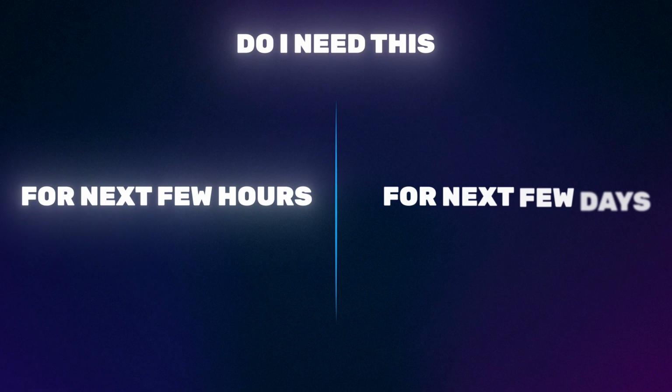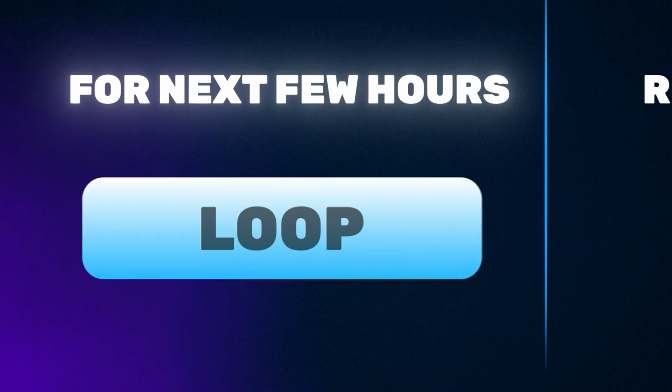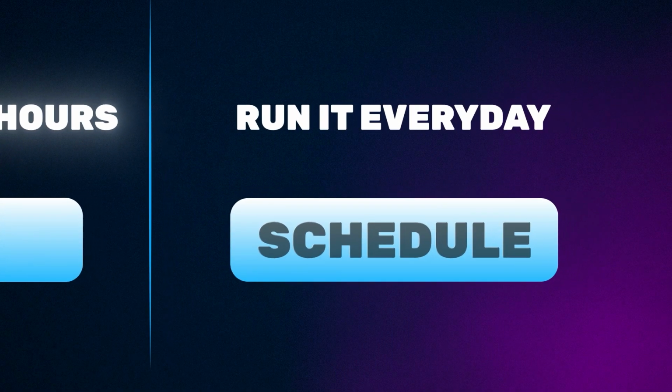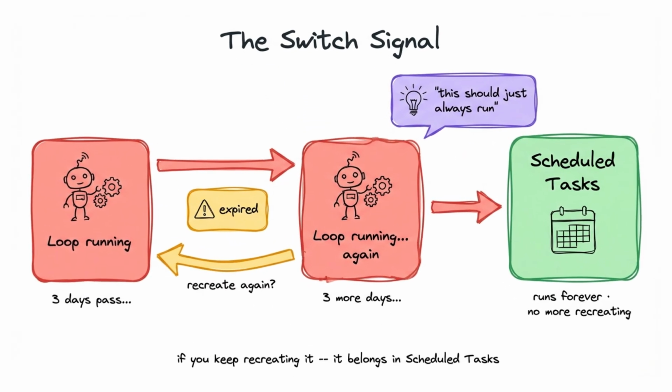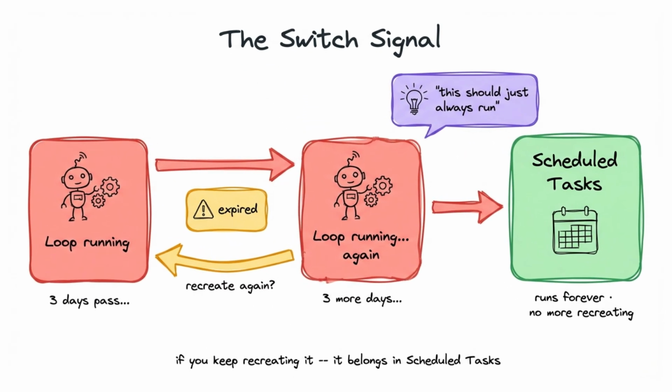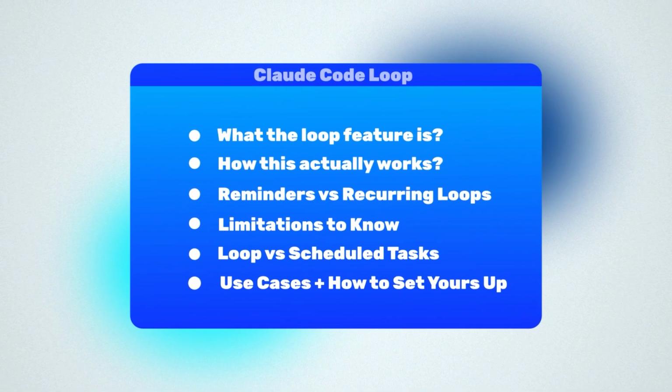So the question to ask yourself is simple. Do I need this for the next few hours or the next few days? Or do I need this to run every day from now on? If it's the first, use loop. If it's the second, use scheduled tasks. If you set a loop and find yourself recreating it every 3 days thinking this should just always run, that's your sign to move it to scheduled tasks.